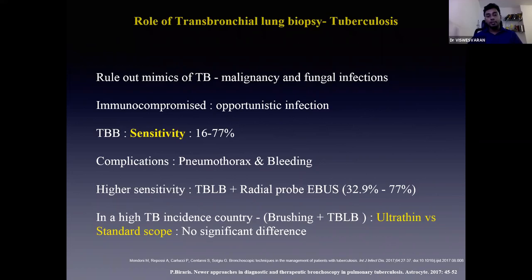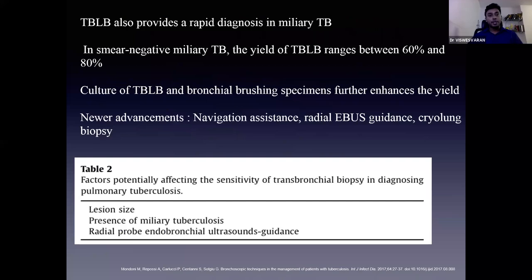However, in a high TB incidence country, the ultrathin and the standard scope did not differ in their yield. So you can still use a standard scope to carry out a transbronchial lung biopsy. And TBLB also provides a rapid diagnosis in miliary TB. In smear negative miliary TB, the yield of a TBLB ranges between 60 to 80%, and the culture of the TBLB and the bronchial brushing further enhances the yield. So when you send a biopsy for histopathology, do send culture and the bronchial washing as well.